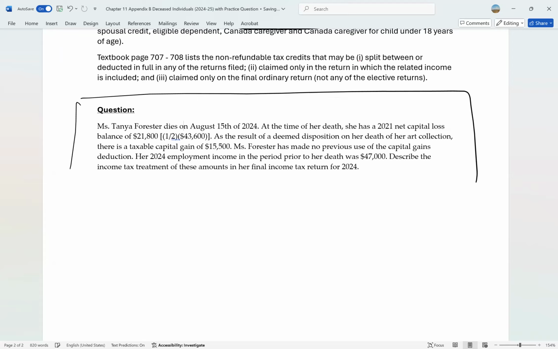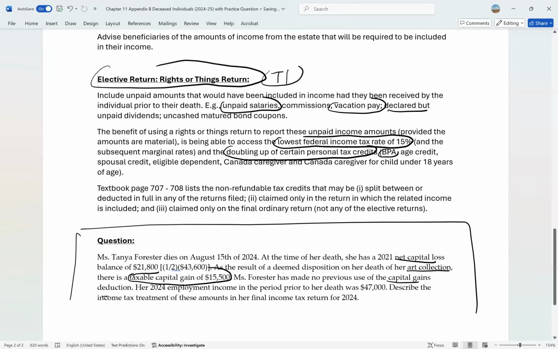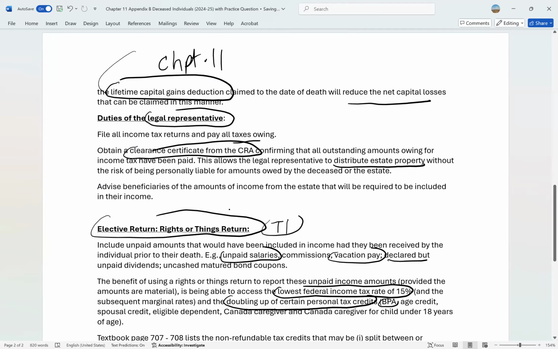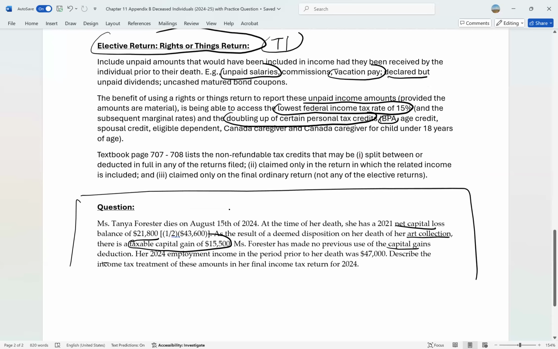At the time of death, she has a net capital loss of 21,800. And remember we talked about those deemed disposition rules? She has this art collection, and even though it's still under her estate, there's a deemed disposition at fair market value, and that's going to result in a taxable capital gain of 15,500. She's never used her capital gains deduction. Remember we talked about this lifetime capital gains deduction that we're going to see in chapter 11? That could taint some of the net capital loss you can use against other income, but she didn't use any of that, so that's fine.